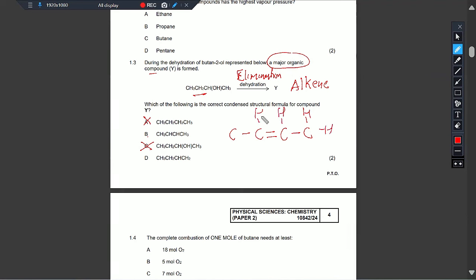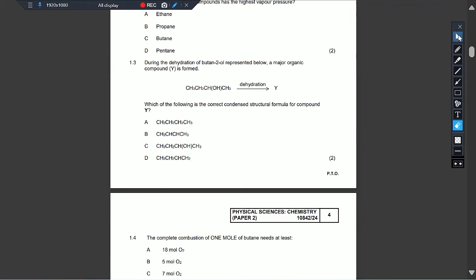And then, which condensed formula clearly represents that? From here, we can tell that it is B. Here in D we can see that the double bond is forming between the first and the second carbon, which is not a major product. That would be a minor product. But with B, it is perfect. The double bond is here between the second and the third carbon, which makes it a major product, right? So, okay, option B was supposed to be the correct answer there.